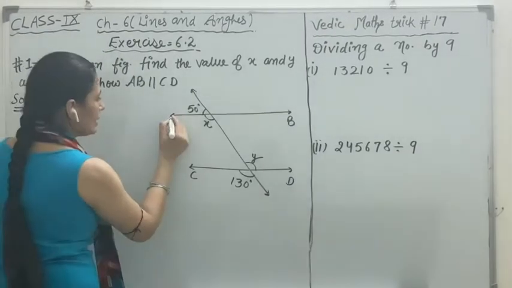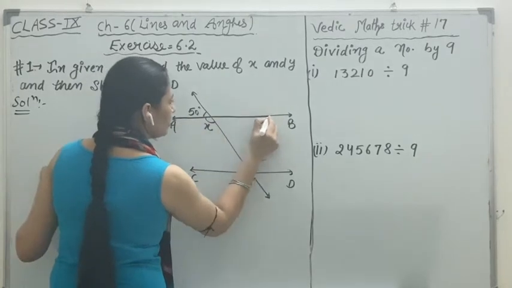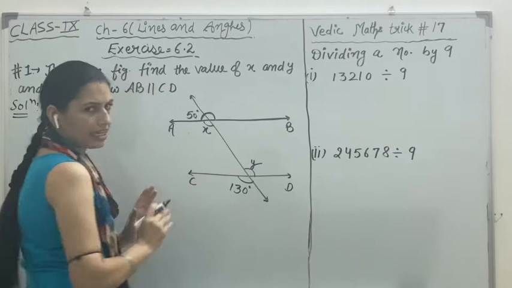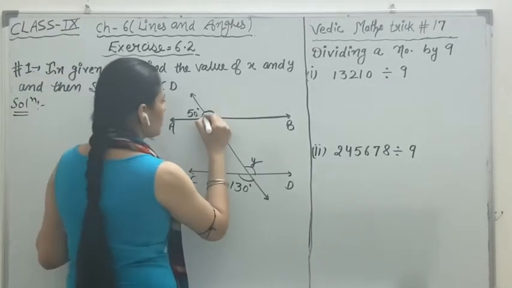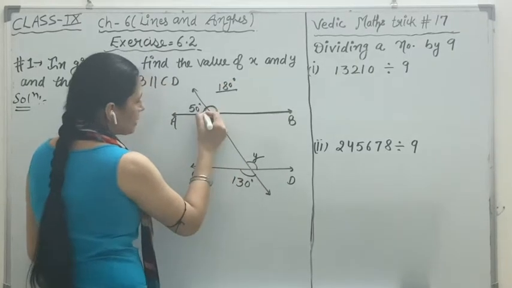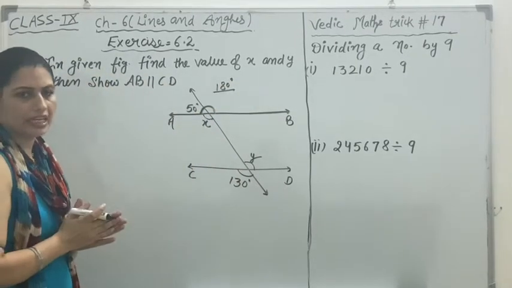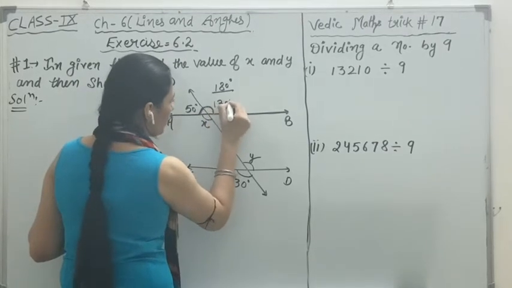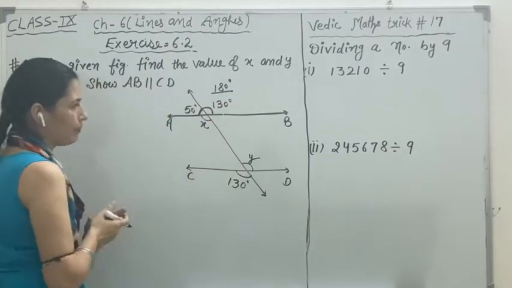Now, this is a line. That means this total angle is a straight angle. So that means this total angle is a straight angle, which is equal to 180 degrees. This angle here is 50 degrees. That means the remaining angle is 130 degrees.